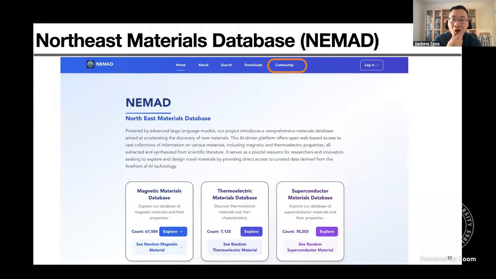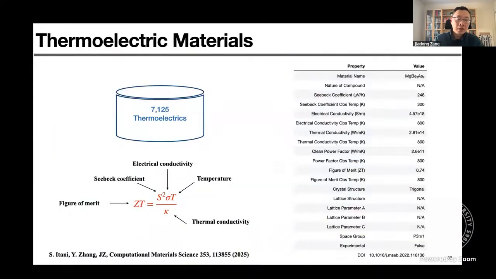And recently, we also created a portal for the community to contribute their published or unpublished data. And we hope that this is a database that will continue to expand. And you might also notice that on this website, we also published two other databases constructed using exactly the same method. Okay, one is the thermoelectric materials, and the key quantity is the figure of merit defined in terms of the Seebeck coefficient, electric conductivity, and thermal conductivity. And we collect all this information as well.